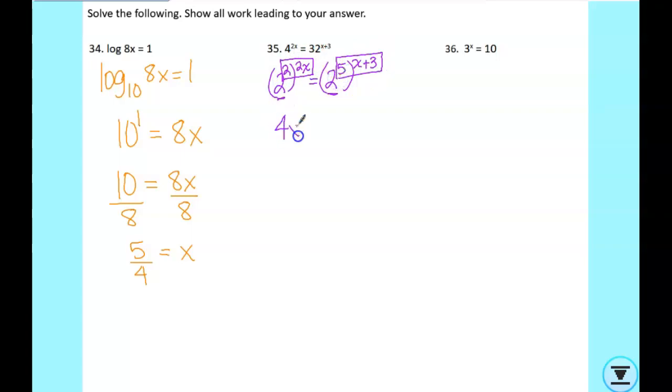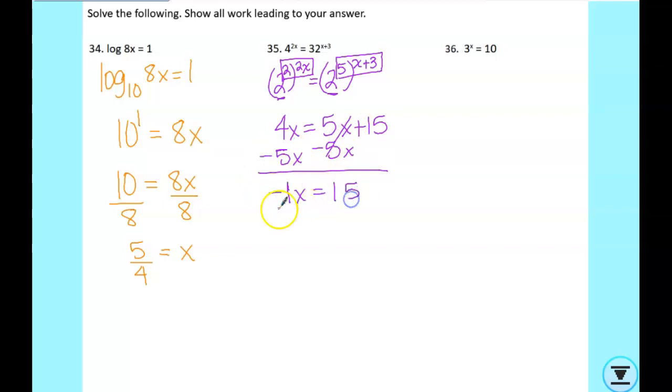So we have 4x is equal to 5x plus 15. So I'm going to subtract 5x from both sides. And I'm going to end up with negative 1x equals 15 on this side. So we're going to divide by negative 1. So x is equal to negative 15.